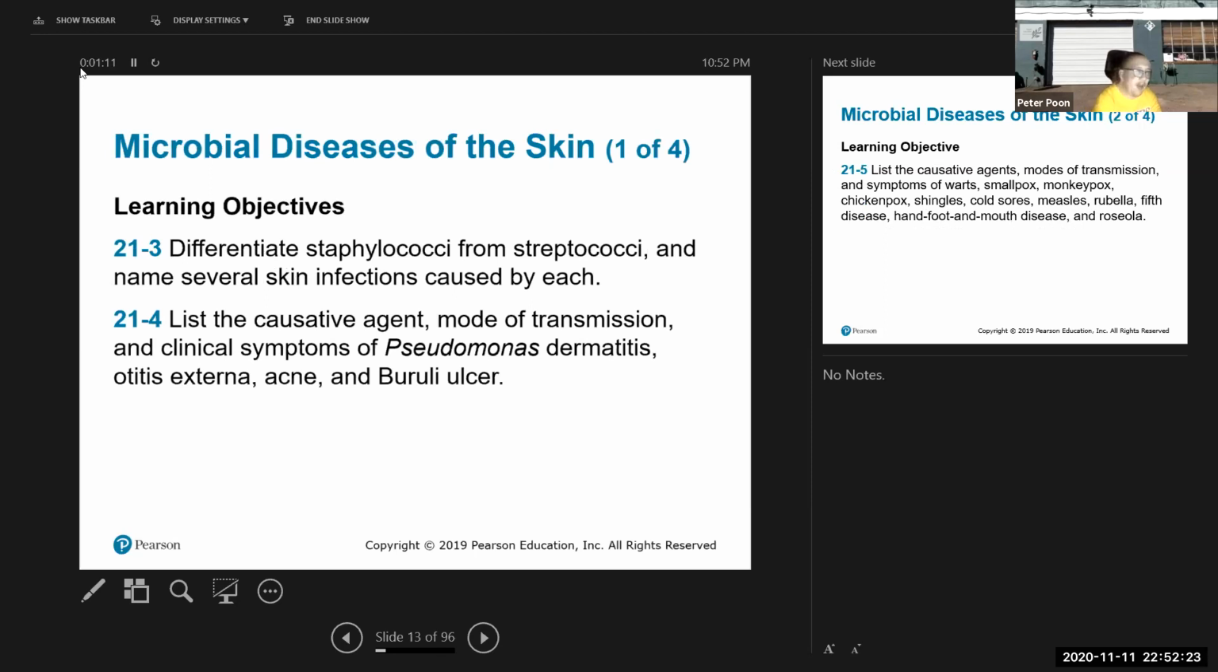So now we're actually going to tackle the diseases of the skin, right? This is what the focus will be on. For one of your homework assignments, there's a chart to fill out. Make sure you fill out the chart. This is the causative agent, the mode of transmission, and the clinical symptoms of Pseudomonas, otitis externa, acne, and Buruli ulcer. So make sure you understand Pseudomonas.